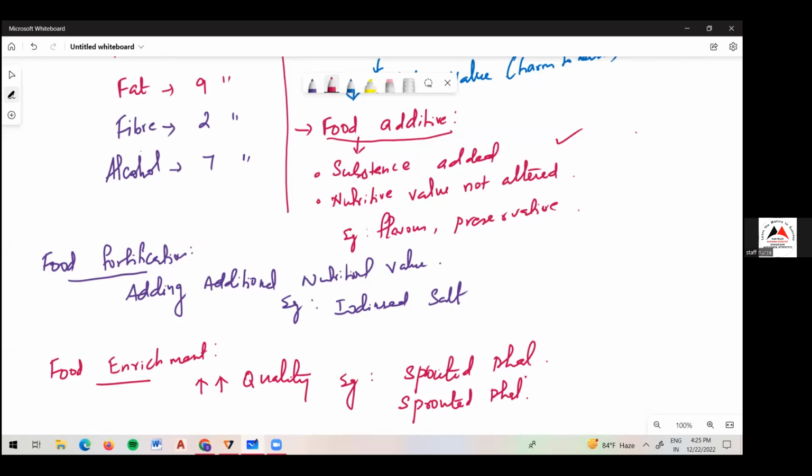You are getting it, ma'am. Understand what sprouted dal is? Yes, ma'am, it increases the nutritive purpose.